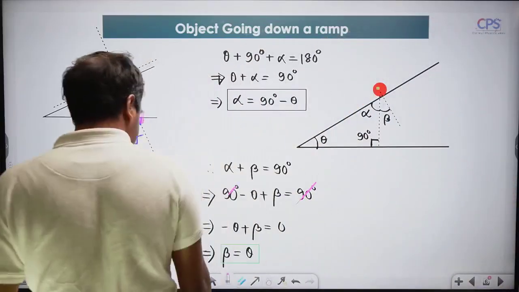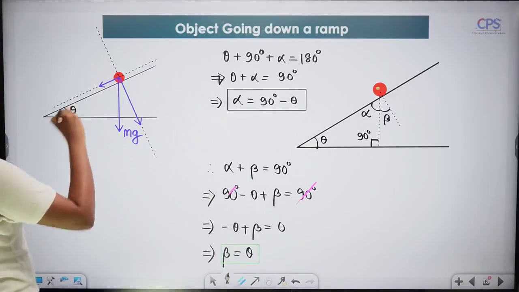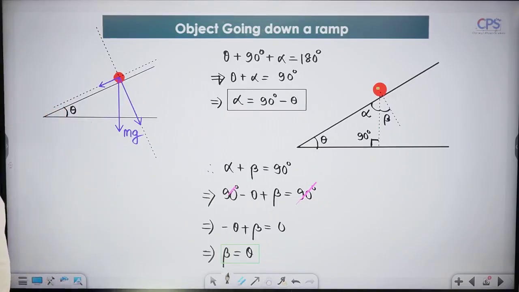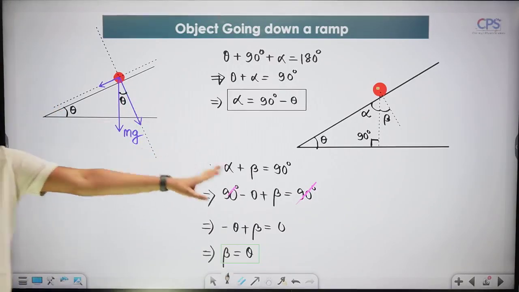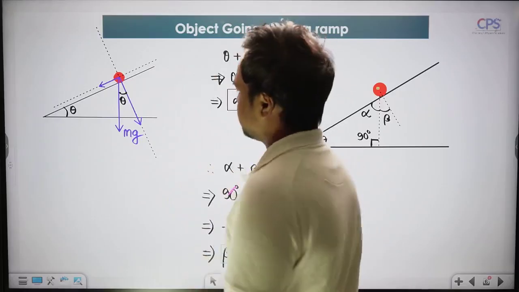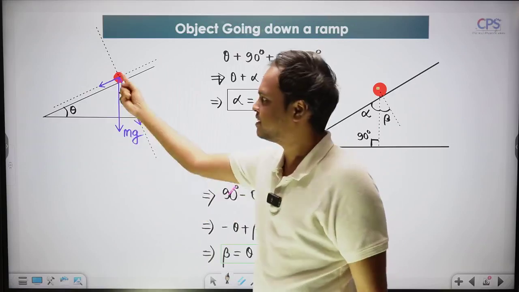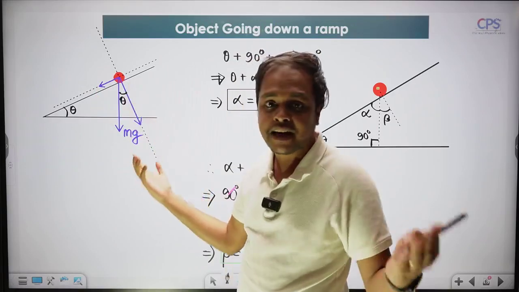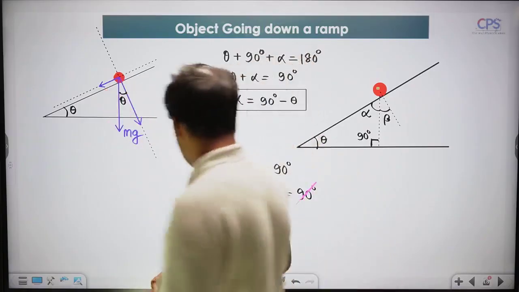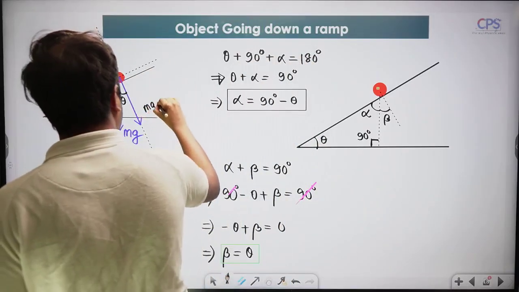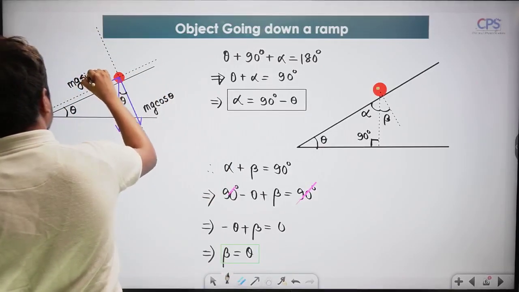Now, what have we just learned? If this angle is theta, then of course, without much more consideration, you can easily say this is theta. Why? That was the logic there. So this is mg. This one is the adjacent one, right? And this one is the opposite one. What do we write for adjacent? Cosine of theta. What do we write for opposite? Sine of theta. So this is mg cosine theta and this is mg sine theta.